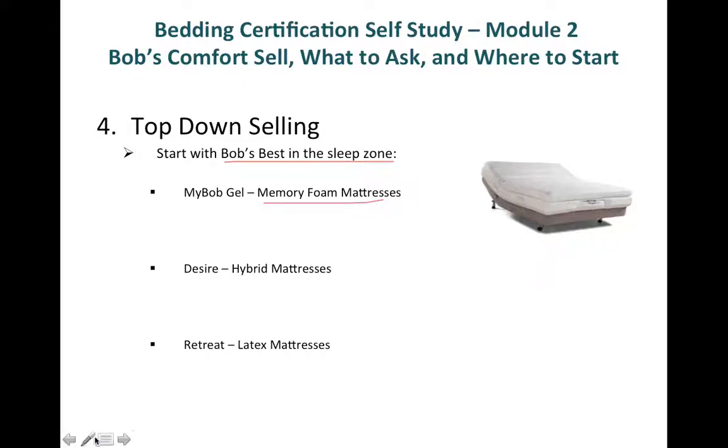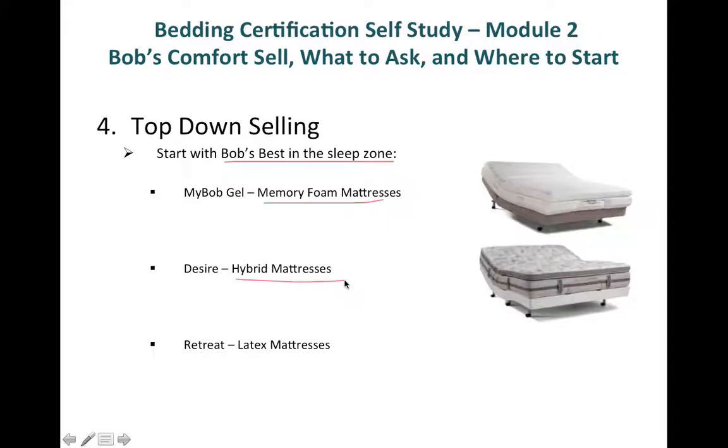If the customer wants to see our hybrid mattresses, then the Desire is the way to go. You're going to start with the Desire, then the Vibrance, then you're going to go down to maybe Bobapedic Hybrid, or you can go down to Black Label, whichever you want. If the customer wants to see the Latex category, then of course you're going to start with the Retreat, then go down to Black Label, and then down to Zoom. So these are the best.